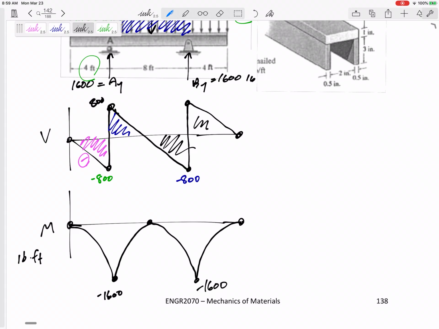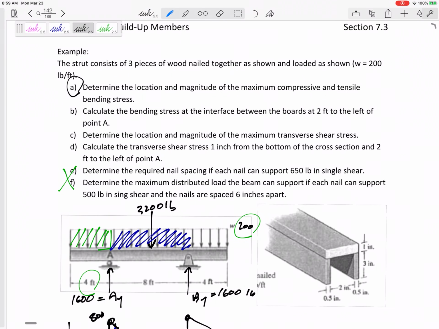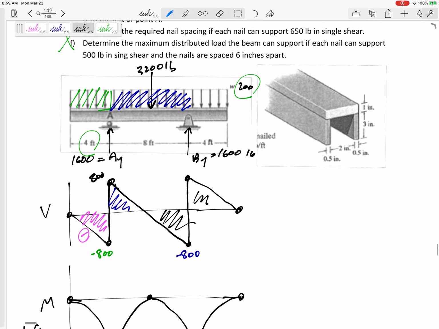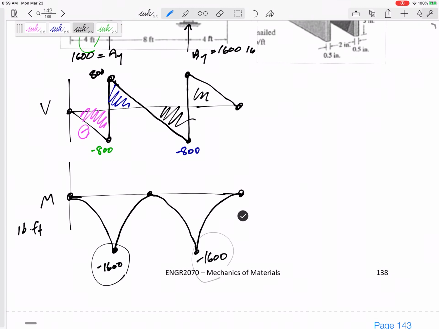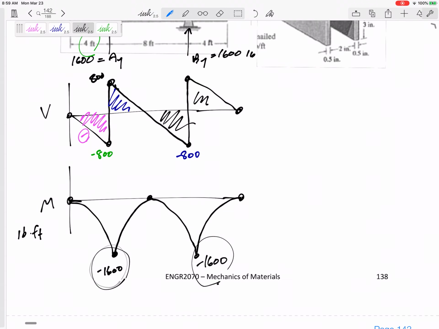Alright, then for the shear, we can find shear stress. For the moment, we can find bending stress. So, part A, determine the location and magnitude of the maximum compressive and tensile bending stresses. Alright, so the bending stress is My over I, right? So the maximum moment would be 1600, and it'll be negative 1600. We'll talk about that. But what is the Y? What is the I? So first of all, let's do the I.